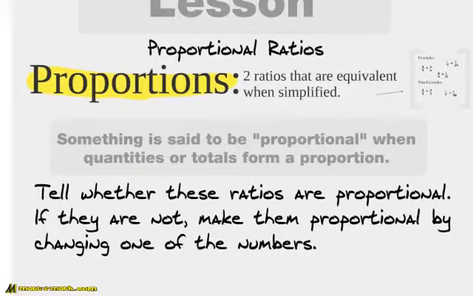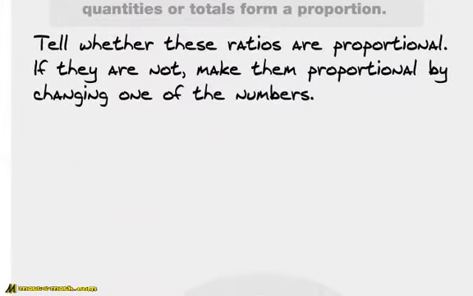It's proportional. Well, let's tell whether these ratios are proportional. If they're not, make them proportional by changing one of the numbers, okay? So let's try that. 1/5 compared to 5/15. Are they proportional? Can you put an equal sign through there? Alright, well if you cross multiply, 5 times 5, that's 25, and 15 times 1, that's 15. No, those aren't proportional.